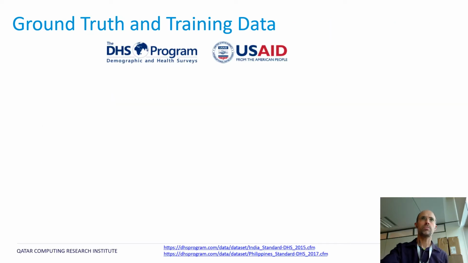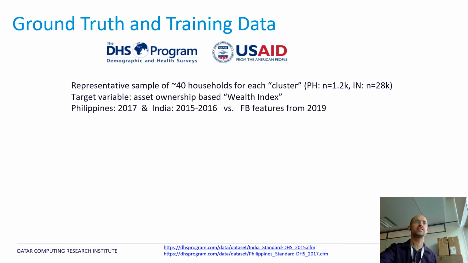The ground truth data comes from DHS and it consists of 1,200 sampled clusters in the Philippines, each cluster having about 40 households, and 28,000 clusters in India. For each cluster, there's an associated wealth index, which is a summary of asset ownership in the given location. The data was collected in 2017 in the Philippines and between 2015 and 2016 in India. The Facebook data that we collected is from 2019.